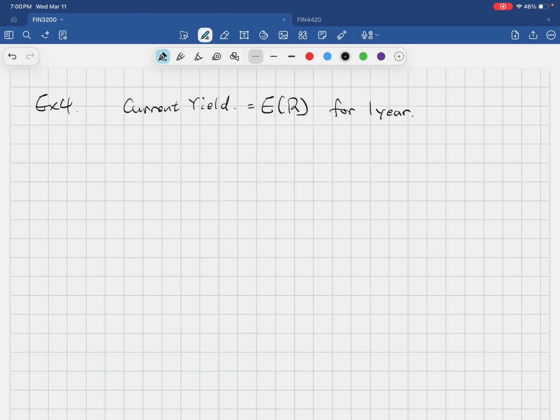Even though the problem asks for the current yield, it could be asked differently. I could say, what is your expected return if you're a short-term bond investor? Or, what is the expected return if you plan to hold a bond for 1 year and sell it in the market? They're all asking for the same thing, the current yield.